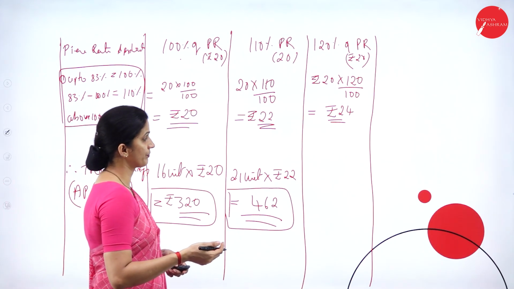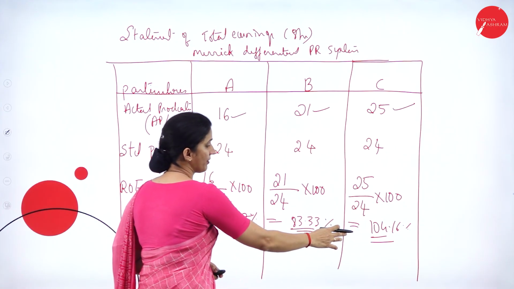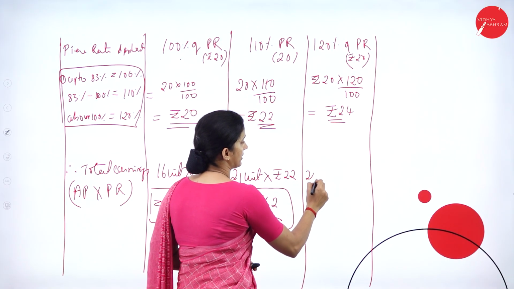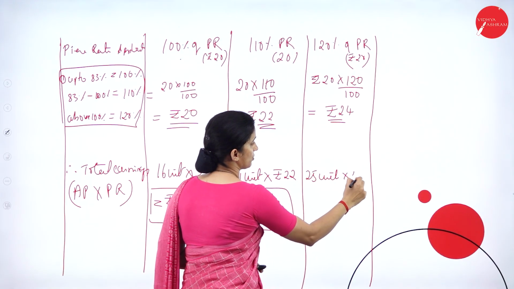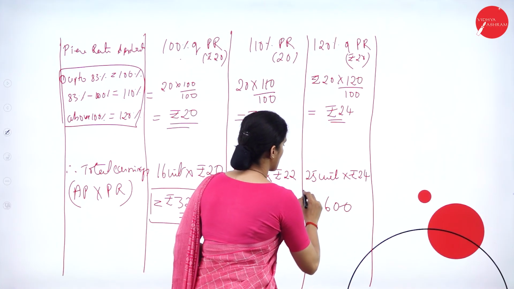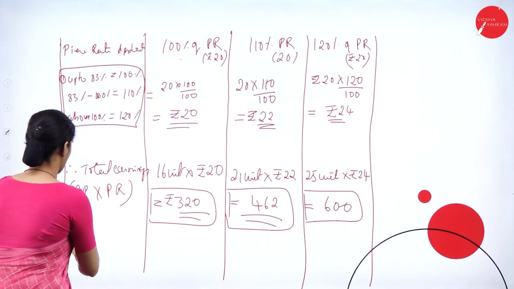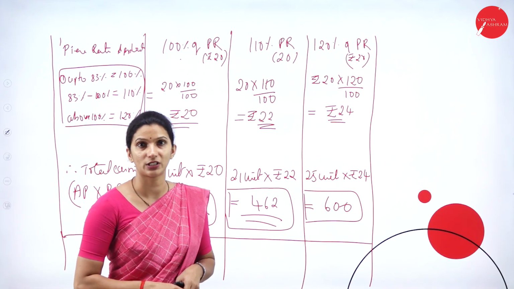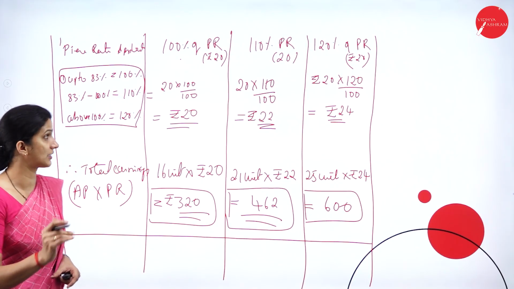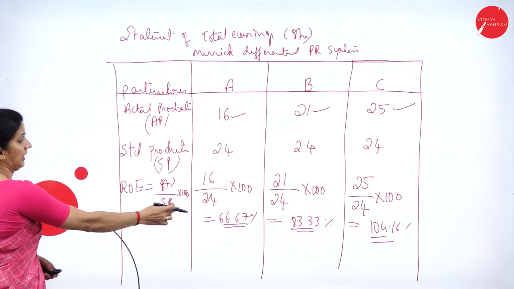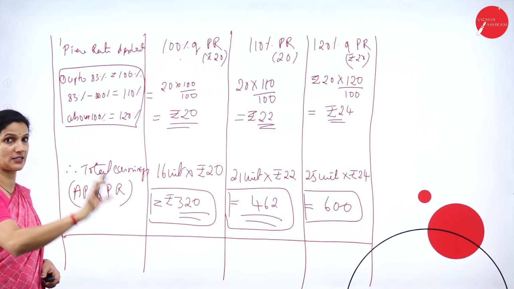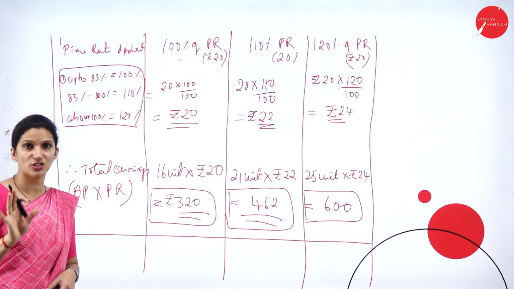Now comes C. His actual production is 25 and he is getting 120% of piece rate, that is 24. So 25 units into rupees 24 is 600. So his wage under merit plan is 600. So this is how we need to calculate the total earnings. Under the merit differential piece rate system, he has multiple piece rates. If the efficiency level is below or up to 83%, he will get 100%, whatever the piece rate is.